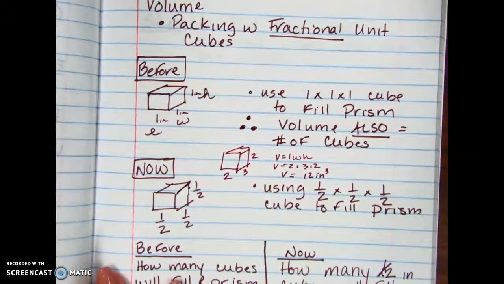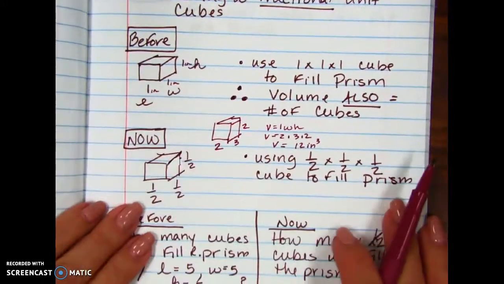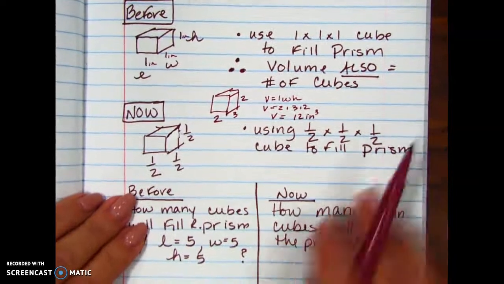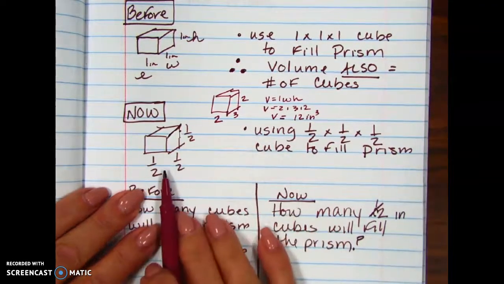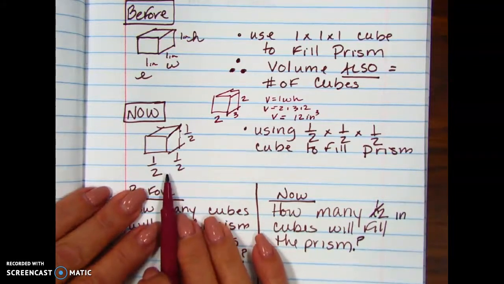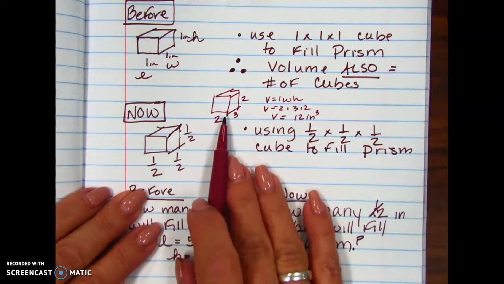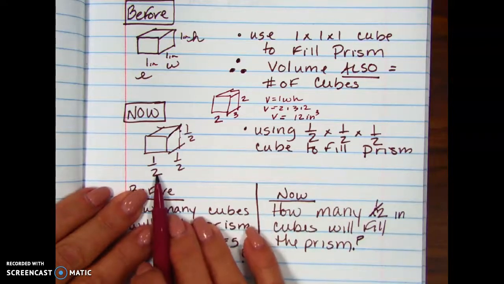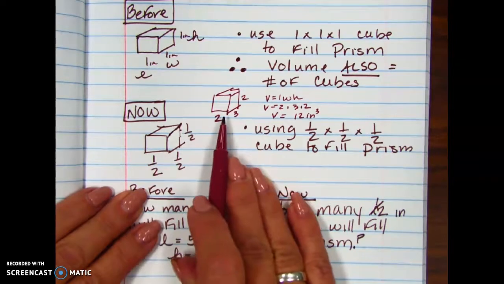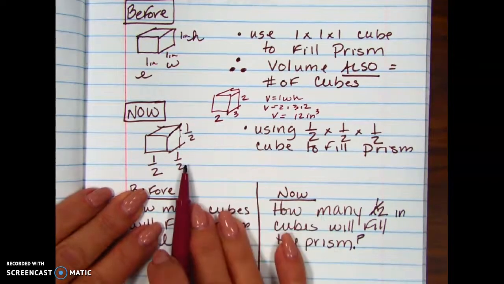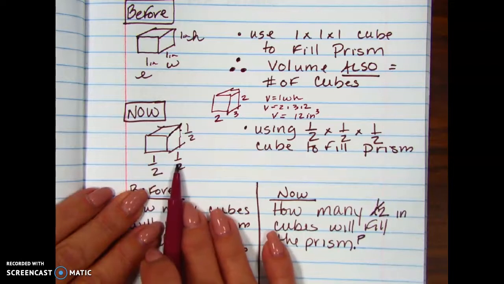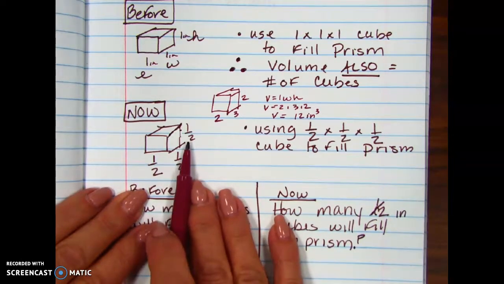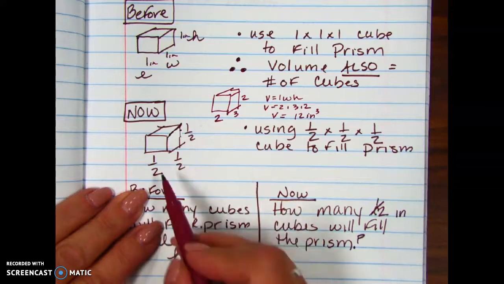Now, instead of using 1 inch cubes, what if our cubes were half the size? If it's half the size, would we have more or fewer cubes to go in here? Well, they're half the size, so we're going to have more cubes going here. But this is volume. So we're using a 1/2 inch by 1/2 inch by 1/2 inch cube to go in here. So think about this.